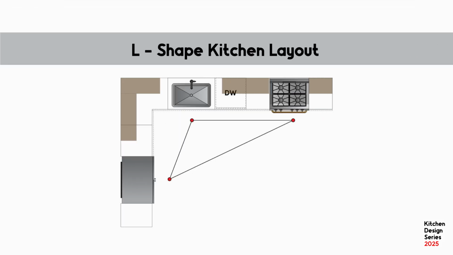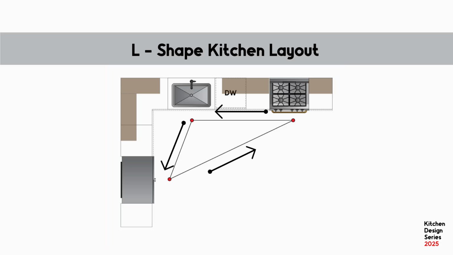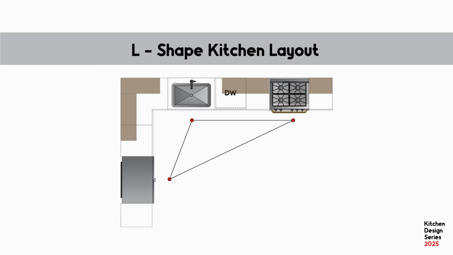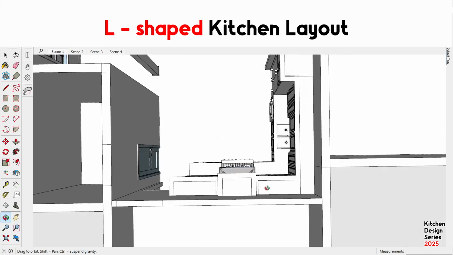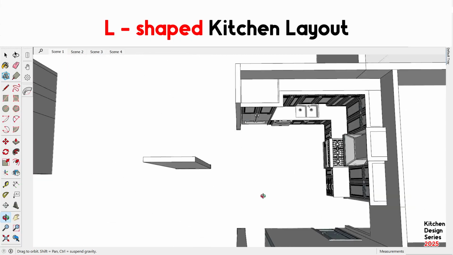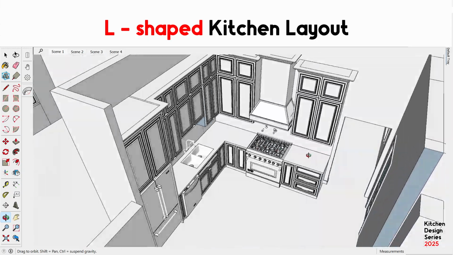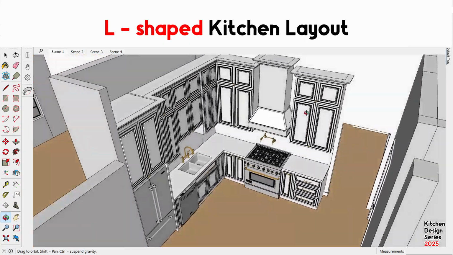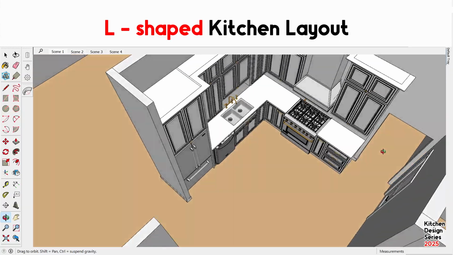This is an L-shaped layout that is connected by two walls, forming a natural working triangle. We'll be giving a breakdown of the working triangle later on. This layout is usually ideal for medium-sized homes to balance the space between efficiency and design flexibility. As you can see, we have more workspace and storage than the single wall layout. And this model was also created in SketchUp.